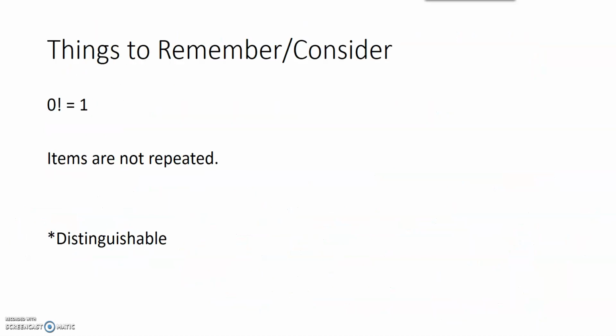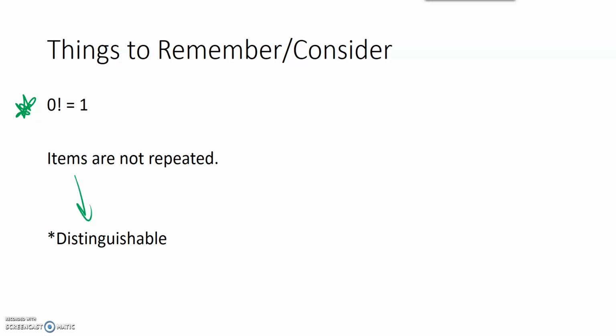All right, a couple things to remember here or consider. 0 factorial is 1. Okay, make sure you remember that. Items are not repeated. That's what we talked about in the last one. Since we're counting down, something or someone is always going to take that first place. So then the next spot has to be one less because things aren't going to be repeated in these problems.